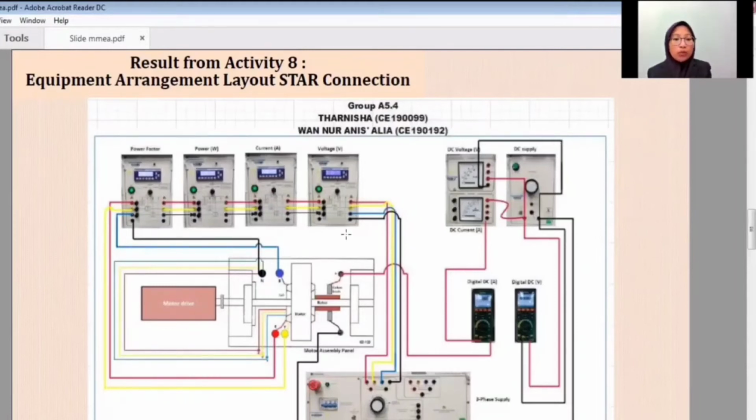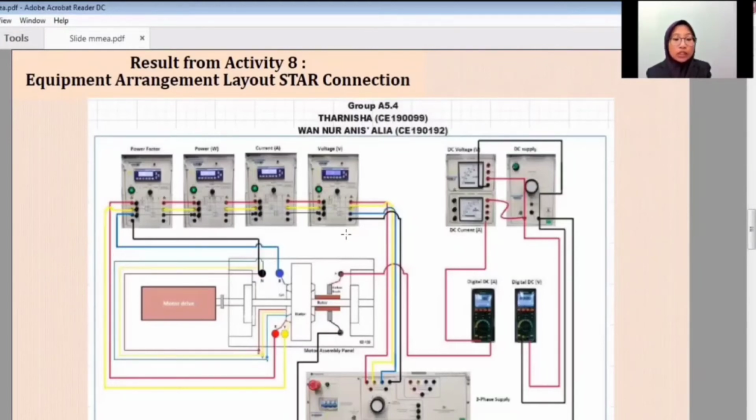Red, yellow, blue phase and neutral are connected from the three-phase power supply to a set of digital power meters. Then from the digital power meter, they are connected to the motor drive according to their own color. The motor panel has a carbon brush or positive terminal connected to the digital DC ammeter.